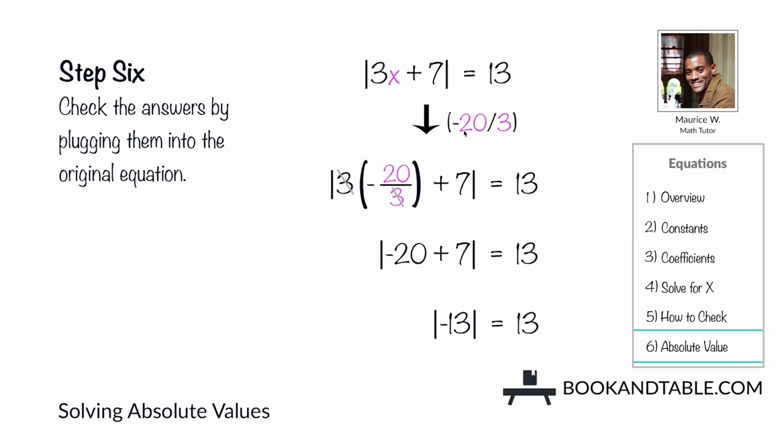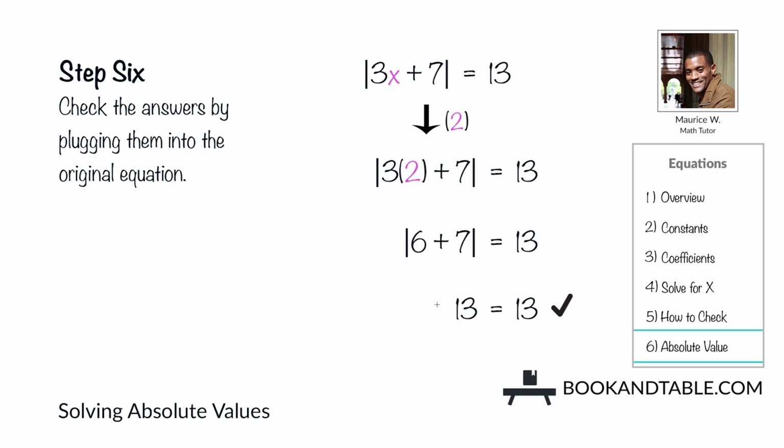When we do that with negative 20 over 3, 3 times negative 20 over 3, our 3's cancel out, leaving us with negative 20 plus 7. Negative 20 plus 7 is equal to negative 13, and the absolute value of negative 13 is positive 13. So when we plug in negative 20 divided by 3 in place of x, we confirm that the left side has the same value as the number on the right side, thus confirming that our answer was correct.